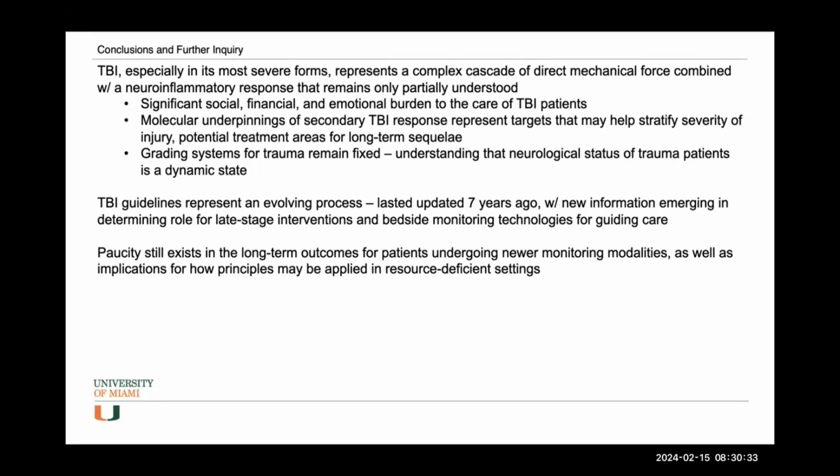Grading systems right now are pretty much fixed. It's exclusively just the GCS, even with its flaws. But looking into whether or not there's better ways to grade patients who are comatose or present to the trauma bay with other comorbidities would help triage and stratify the risk profile of TBI patients. And TBI guidelines themselves are an evolving process. So they were last updated 7 years ago. There's new information that's coming out every day, including for late stage interventions and bedside monitoring technologies for guiding care. And these interventions are fundamentally important because they're shown to actually reduce mortality.